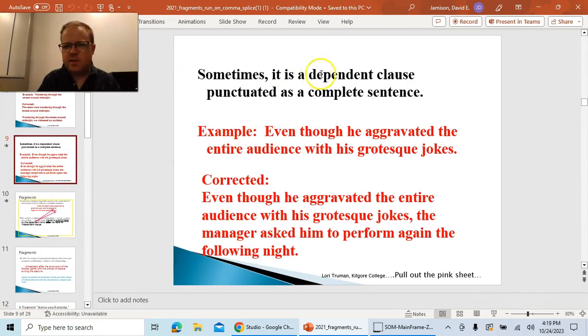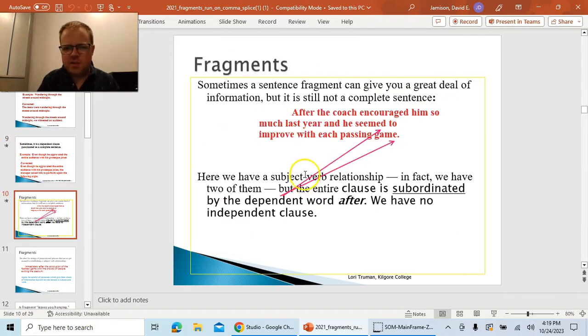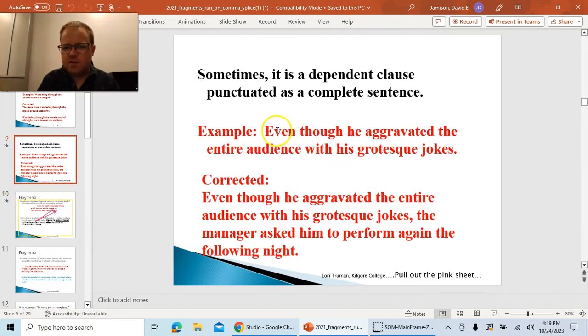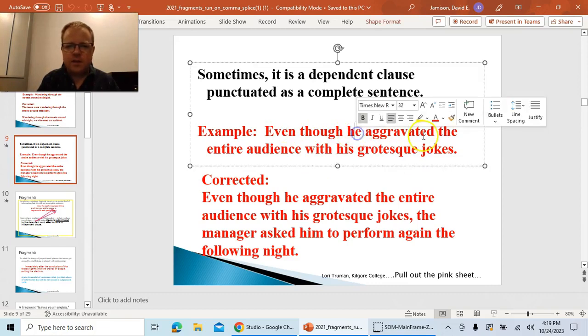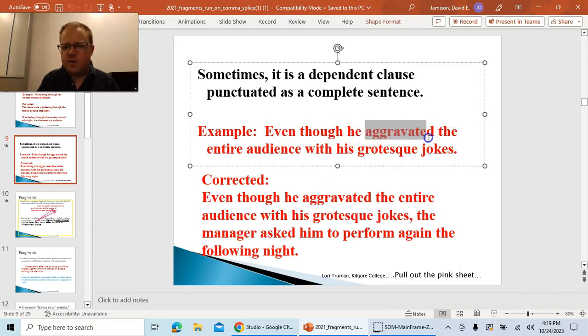Sometimes it is a dependent clause punctuated as an independent clause. By that it means it's an incomplete thought. So, even though he aggravated the entire audience with his grotesque jokes. We know the subject here is he, and we know the predicate is aggravated. If we just said he aggravated the entire audience with his grotesque jokes, that would be an independent clause.